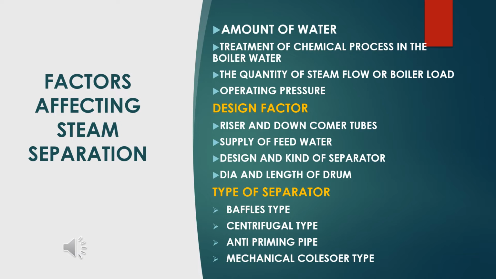In the baffle type, we use the strategy of changing the direction of steam, so the heavy particles come down due to gravity, and when high velocity steam collides with the baffles, the inertia of the water content will break, and it will be collected from the bottom of the baffles. Similarly, in the centrifugal type, we use centrifugal force to separate the steam.